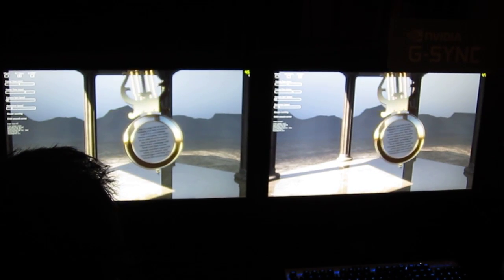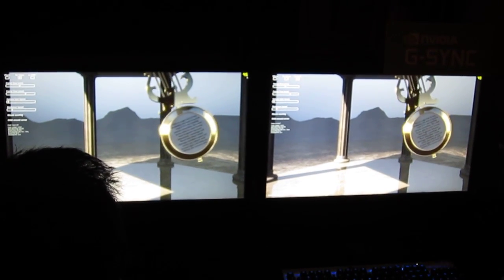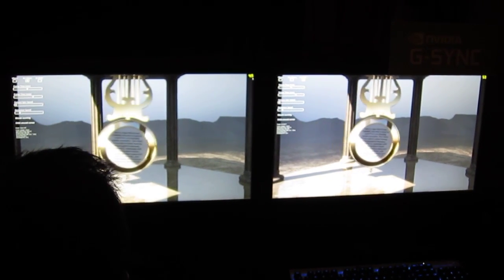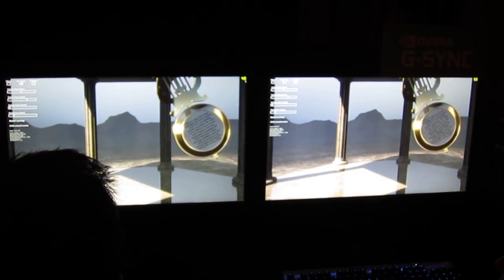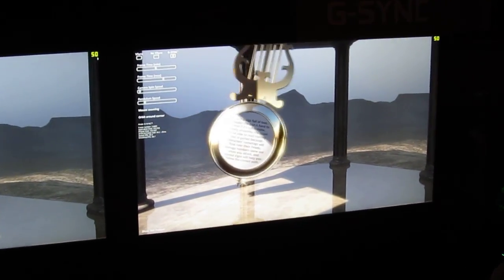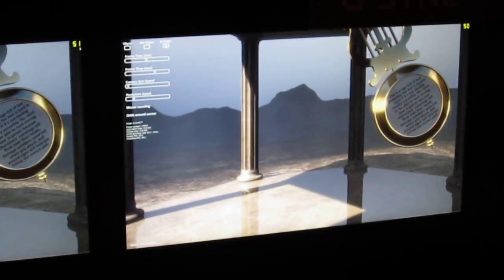So what happens is the monitor's refresh rate is changing dynamically in sync with the GPU. You can see that frame rate on the upper right where it's varying between 45 and 60. What's happening is the monitor is refreshing in sync between 45 and 60.